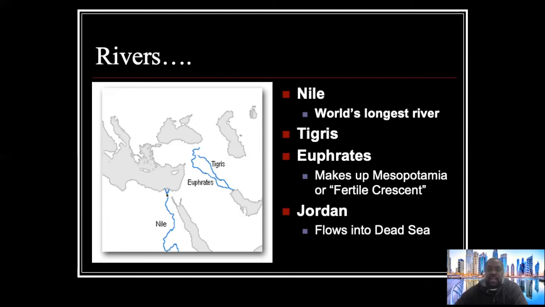Then we have the Tigris. The Tigris is the eastern of the two great rivers that define Mesopotamia, the other being the Euphrates. The river flows south from the mountains of the Armenian highlands through the Syrian and Arabian deserts and empties into the Persian Gulf. And then we have the Euphrates River, which is the longest river in Southwest Asia.